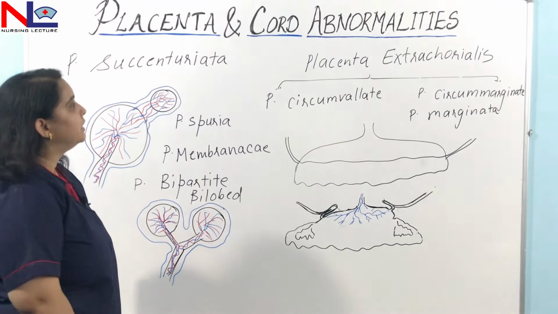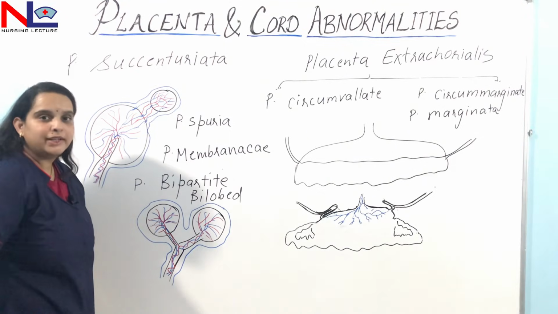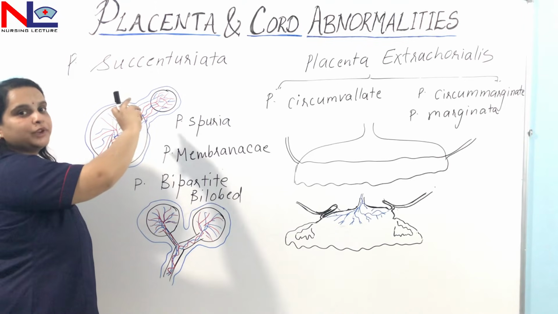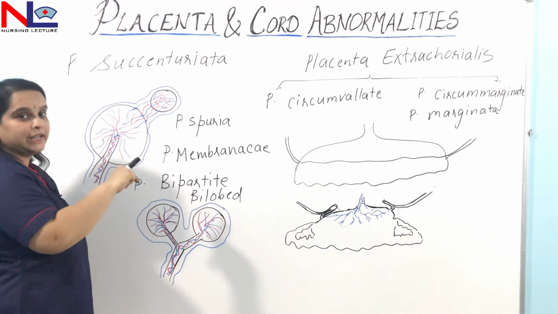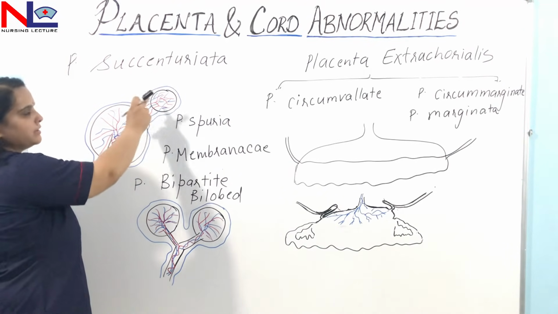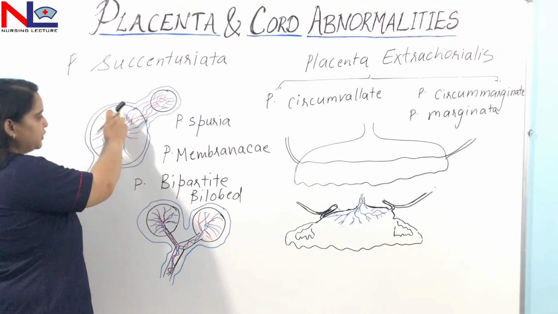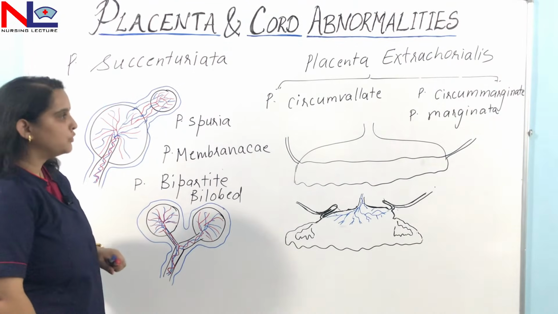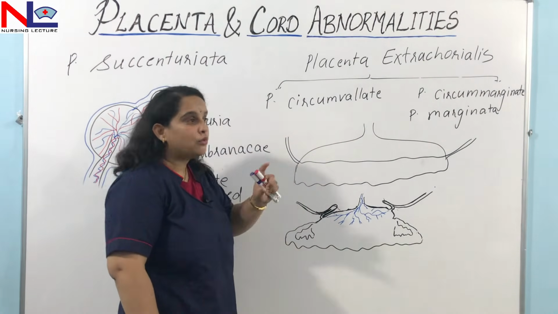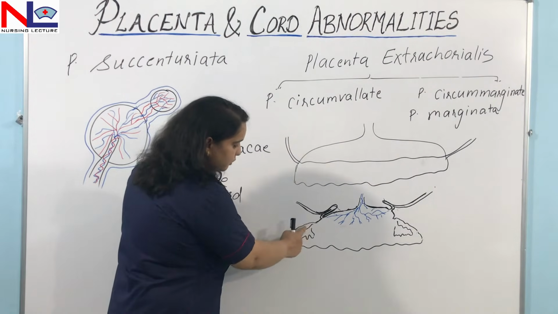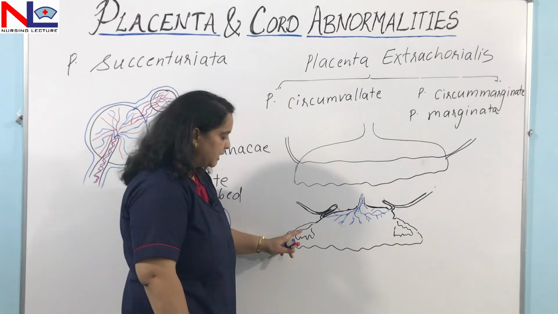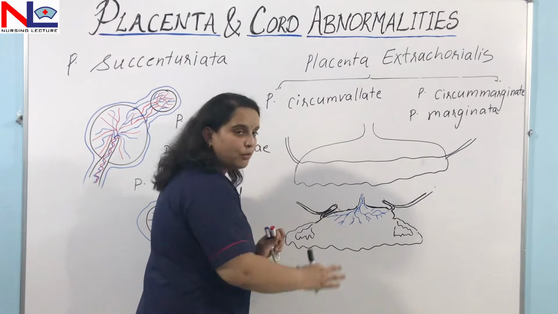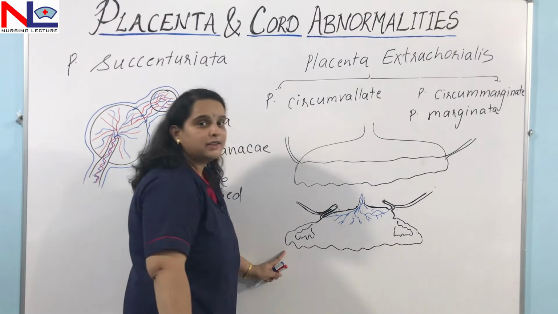So we have seen the placental abnormalities. In placenta succenturiata, the accessory or extra lobe is forming from the chorionic leaf part, and it is connected by vessels radiating from the fetal surface. And in placenta extrachorialis, the chorion part, that is the villi part, is not covered by the chorionic plate, because this plate is smaller in comparison to the large basal plate.